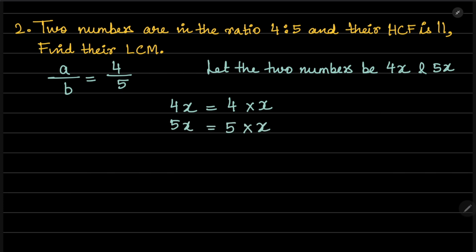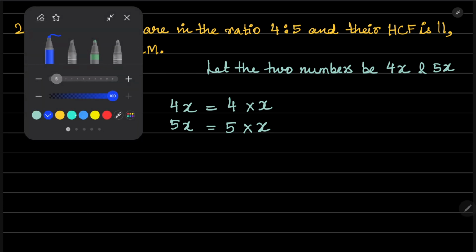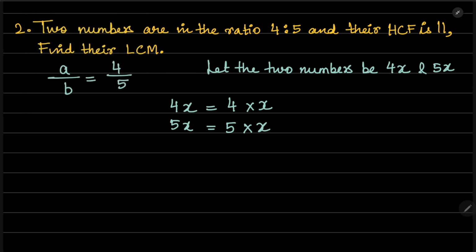Let me again, as usual, make the powers equal. So here I'm going to write 5 to the power 0, and here I'm going to write 4 to the power 0, just to make sure I have common prime factors in both. Now what will be the HCF? For HCF, you will be taking the lowest power, right? So let me write it here. Take the lowest power.